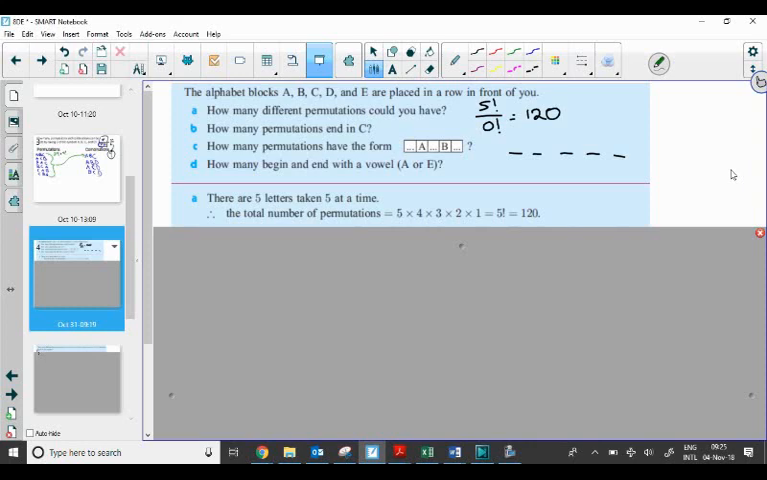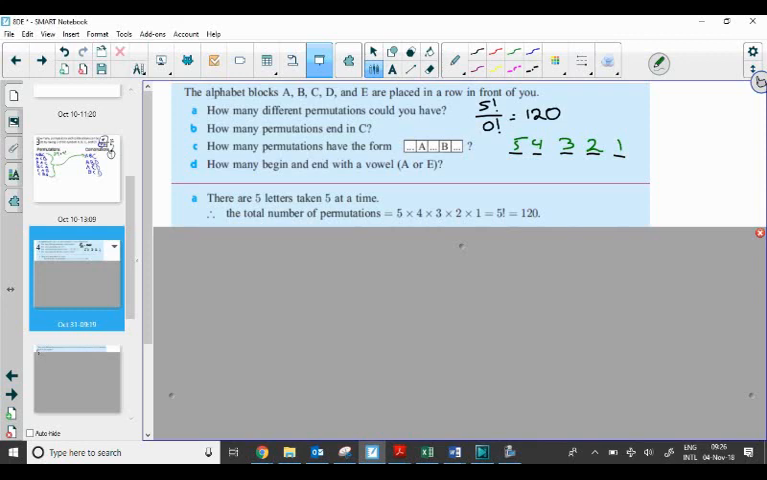A visual aid that I'll often use is I'll just draw out the blanks that I have, and then I'll ask myself, how many different blocks can go in the first blank? Well, there's 5 there. How many can go in the second one? 4. In the third, 3. In the fourth, 2. And in the last one, there's only 1 left. Multiply those together, and we get 120.